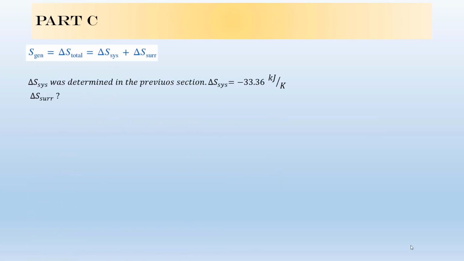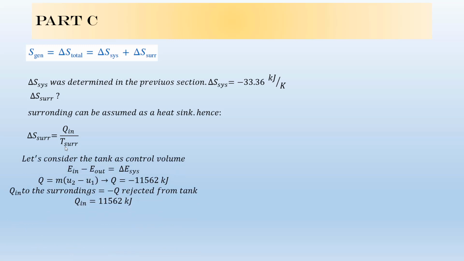Okay, guys, to calculate the delta S for the surroundings, we can assume that the surrounding is a heat sink, a reservoir. Then we can use this equation to find the delta S for the surroundings: Q into the surroundings over T of the surroundings. The temperature for the surroundings is available, correct? Then what you need to do is calculate the Q in.